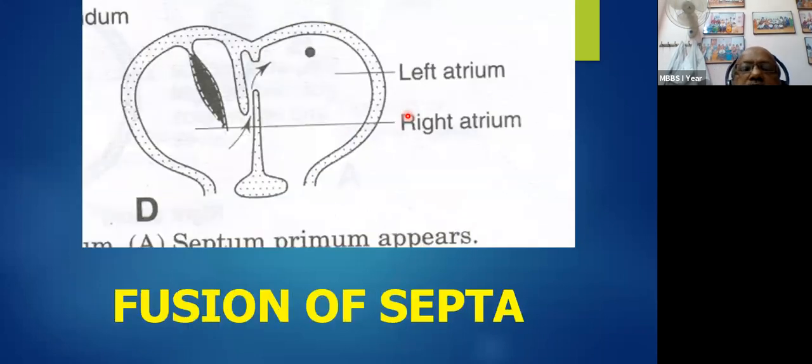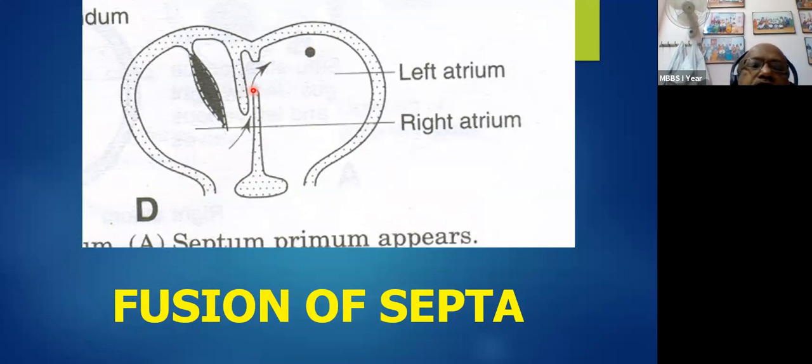The third type of atrial septal defect is patent foramen ovale. As I already told you, this is called the foramen ovale. Sometimes even after delivery it remains patent, and that is called patent foramen ovale. So these are the three types of atrial septal defect: ostium primum type, ostium secundum type, and patent foramen ovale. We usually call it ASD, atrial septal defect.